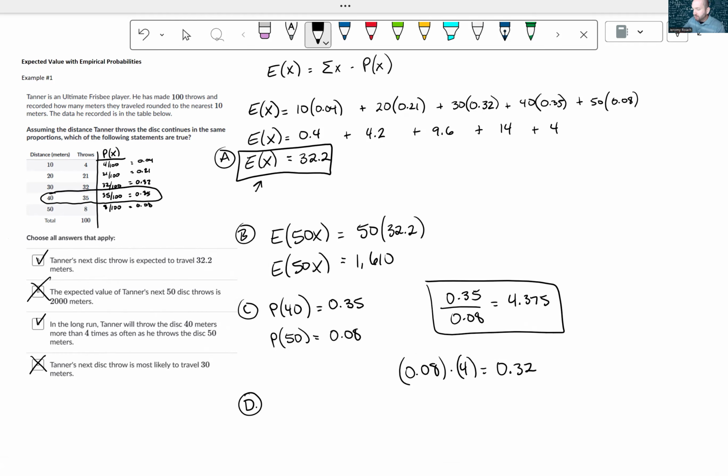So the most likely distance thrown would be 40 meters.